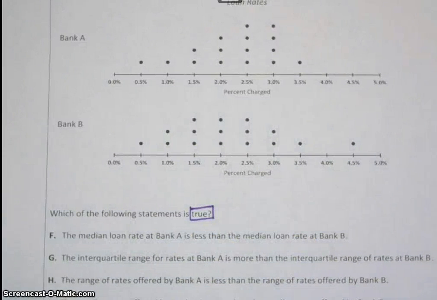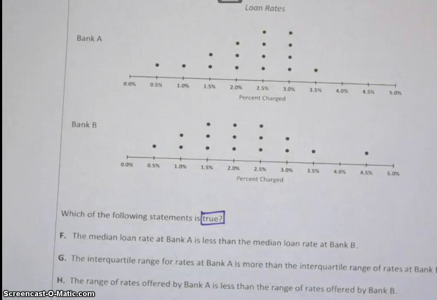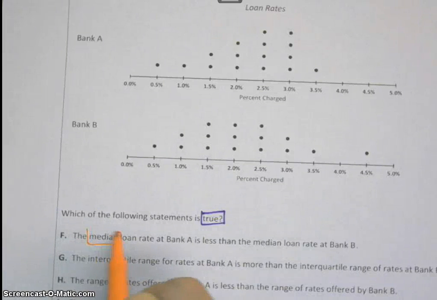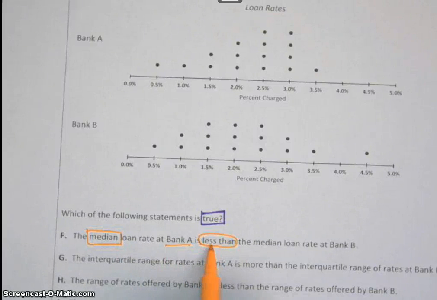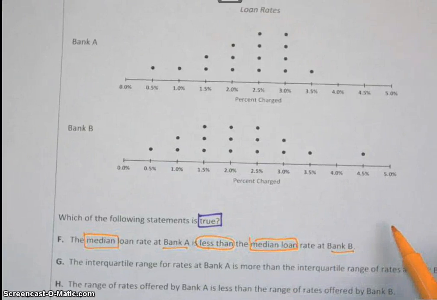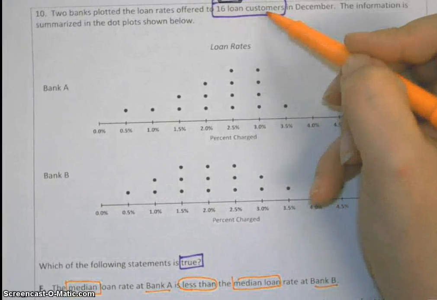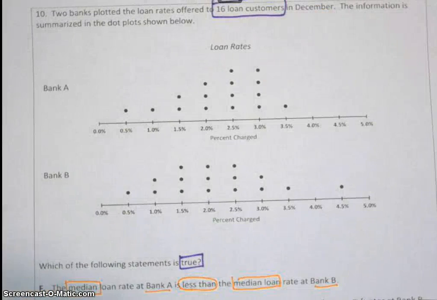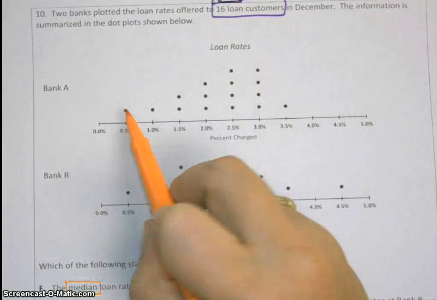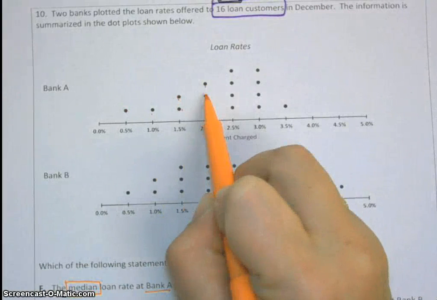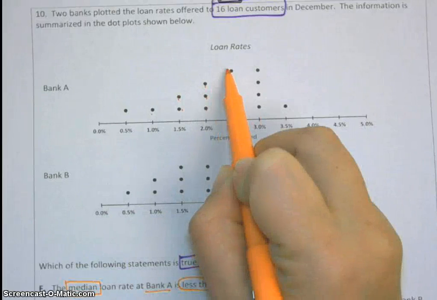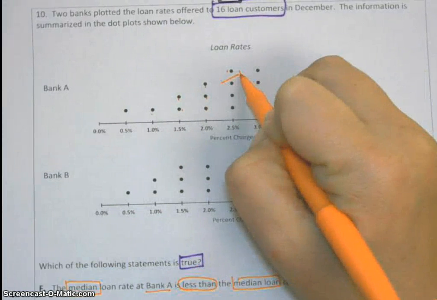So we're going to start with A, the median. The median loan, median, remember, is middle, very vocabulary heavy, for Bank A is less than the median loan for Bank B. Well, let's go figure it out. All right, so median is the middle. Well, I found out up here there's 16, so there's going to be 8 on either side to give me my middle. So 1, 2, 3, 4, 5, 6, 7, 8. So my median is going to be right here.